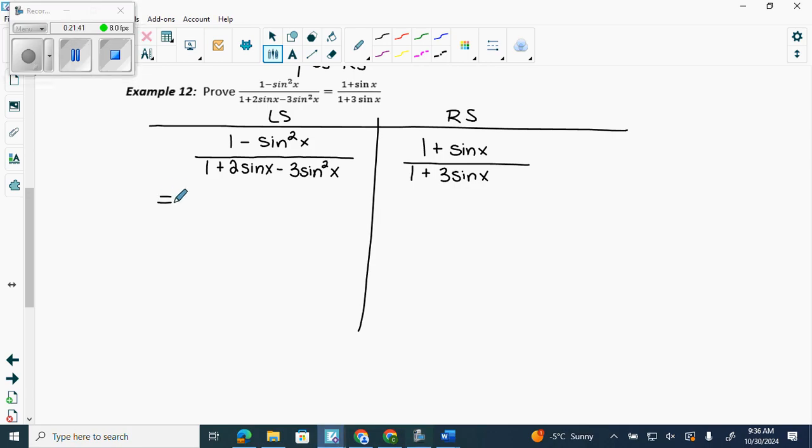So, the top is a difference of squares. So I'm going to get 1 minus sine x, 1 plus sine x.